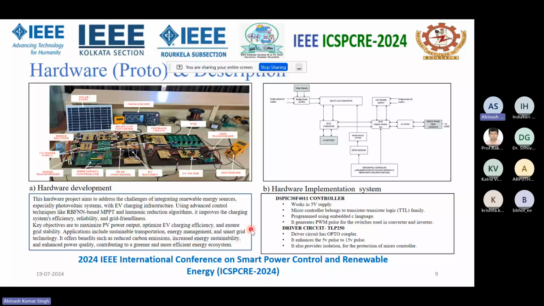The key objectives are to maximize the PV power output, second, optimize the EV charging efficiency, and ensure grid stability. Applications include sustainable transportation, energy management, and smart grid technology. It offers reduced carbon emission, increased energy sustainability, and enhanced power quality, contributing to a greener and more efficient energy ecosystem. This is our hardware implementation, where we have used the controller, drive circuit, TLP 250, and other components. Now, the novelty.